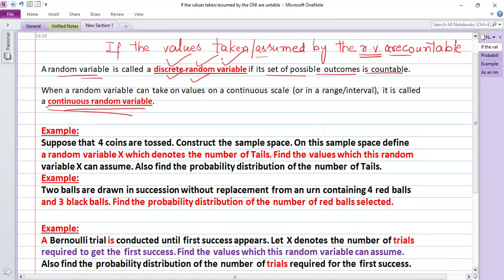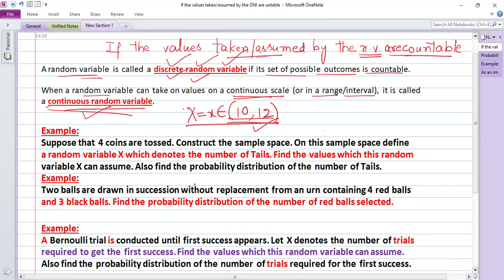Okay. And if the values taken by or assumed by the random variable are uncountable, or when a random variable can take on values on a continuous scale or in some range or interval. For example, if the random variable has values in the range from 10 to 12, in this range there are uncountable real numbers, in this interval or continuous scale. So if the random variable x takes values in such a range, then we call it a continuous random variable.